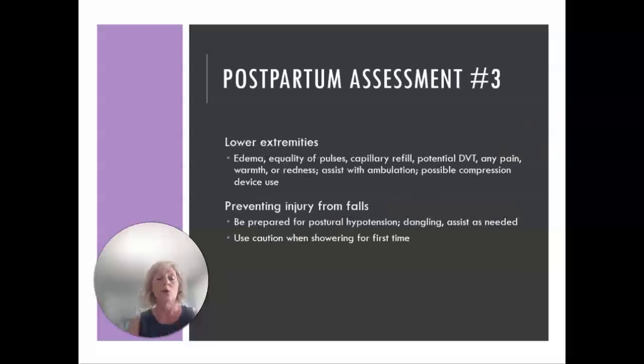Lower extremities, we're always going to want to check our pulses in all 4 extremities, not just radial, not just pedal. We're going to check them in all 4. We're going to look at capillary refill. We're going to look at clonus. Any pain, any warm redness, tenderness in the backs of their calves, get them up and going. Make sure they're using their compression devices if they are in bed. Preventing their injuries.